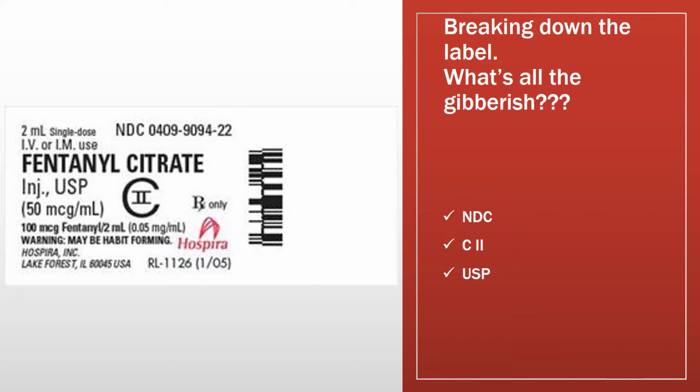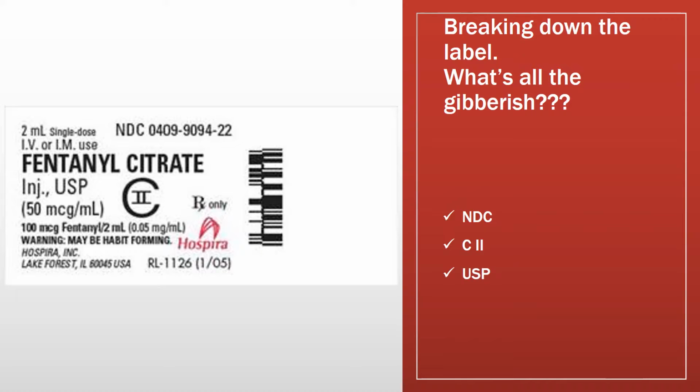So a quick look at the labels on fentanyl. Seems like a lot of gibberish, what is half of this stuff. Fentanyl citrate, obviously, it has the fentanyl in it, and the citrate is a carrier, derivative of citric acid. Tells you how much is in there, how much per mil. The NDC is the National Drug Code. If you type in the number, the 0409 number, online, it'll come up with the National Drug Code page for fentanyl.